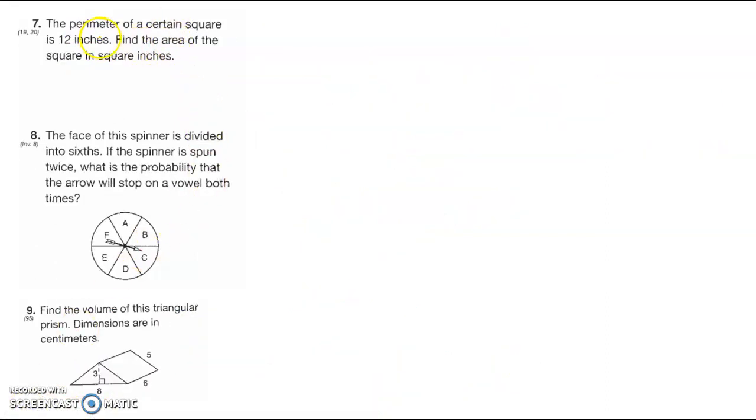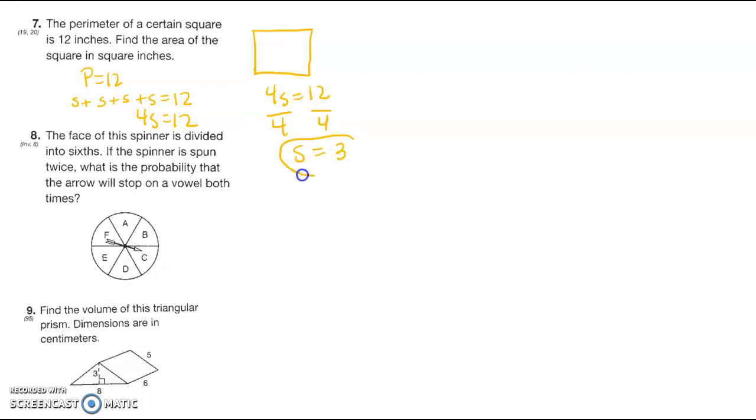Okay. The perimeter of a certain square is 12 inches. So I know that the perimeter is 12 inches, which means side plus side plus side plus side is equal to 12 inches, or 4s is equal to 12. So if I divide both sides by 4, I'll find that one side is equal to 3 inches. Oh, that is not what they're asking for, though. So sorry. Let me undo the, let's erase the, okay, good.